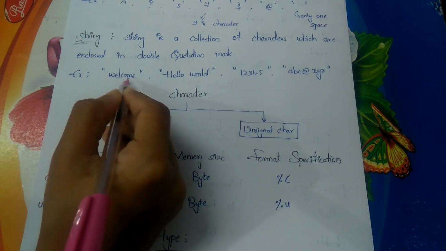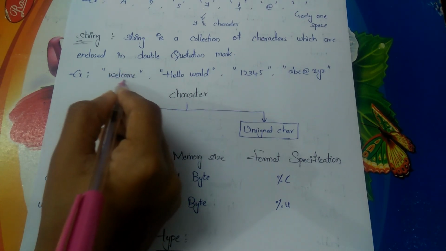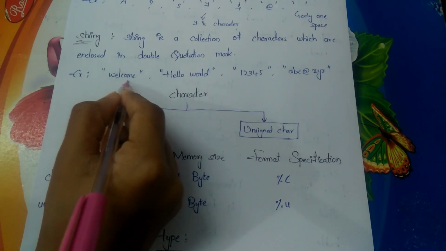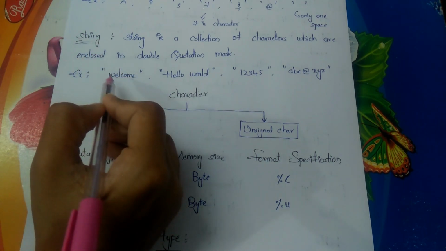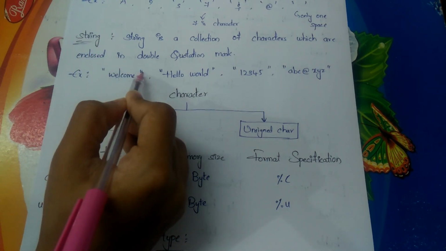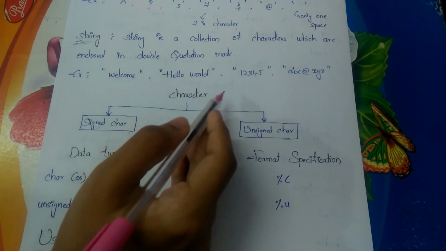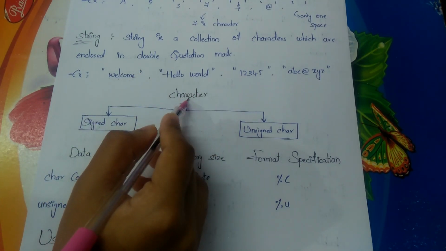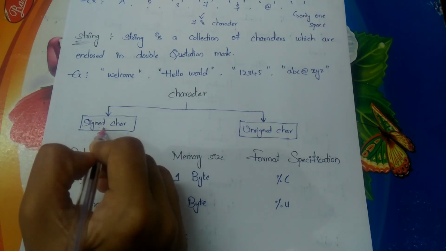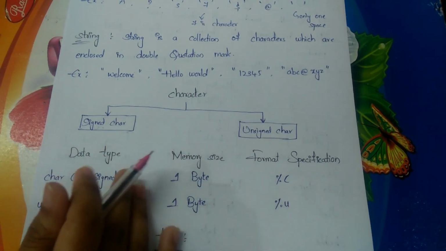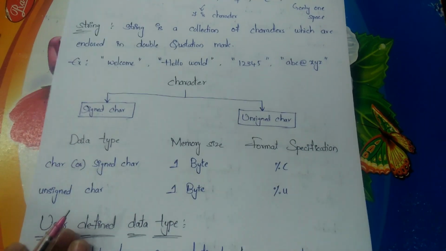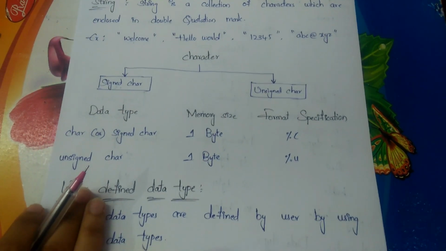So these all are single characters. When we combine them, the collection of all these characters becomes a string. This is about the string, and we enclose it in double quotation marks. Now for the character, we have two types: signed char and unsigned char. For these two types, the memory size and the format specification will be different.